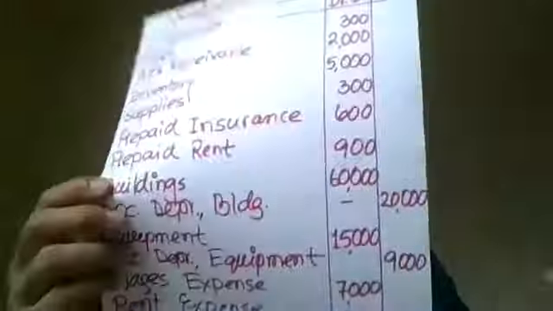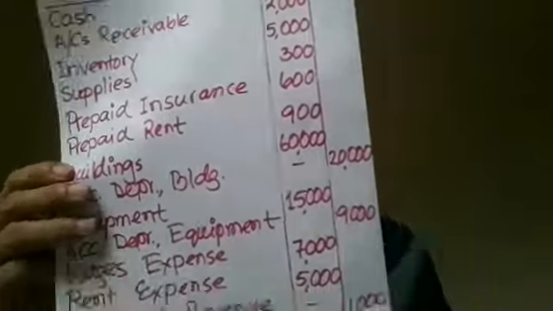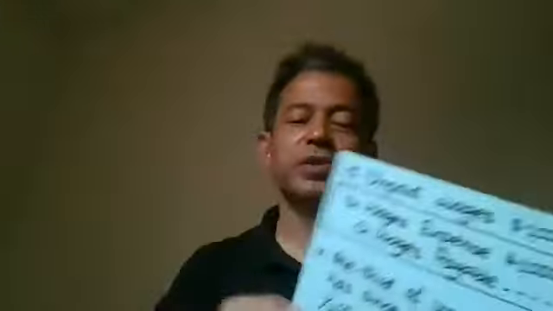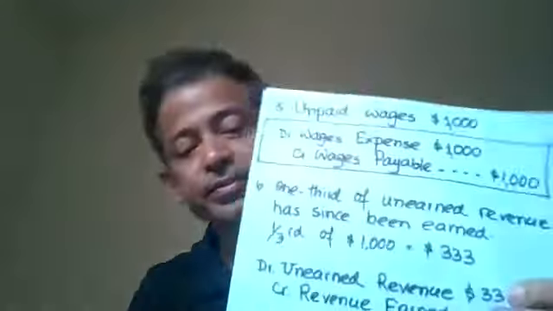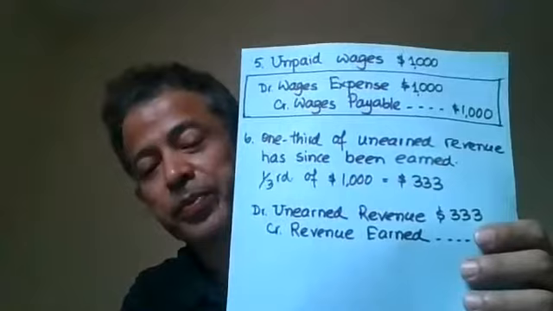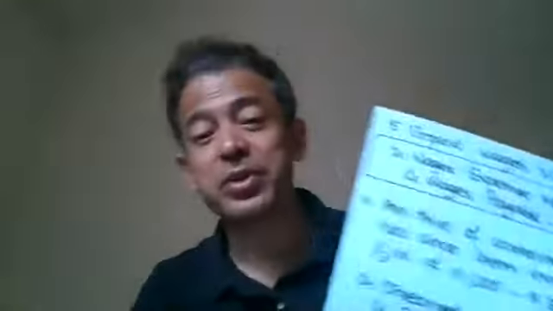Then look at this unearned revenue item. Unearned revenue, we had an unearned revenue of $1,000. That also needs adjustment. The adjustment is this: 1/3 of unearned revenue has since been earned. Good news. So it's not all unearned anymore for the whole time. It was unearned when we received the money, but now 1/3 of it has been earned. So we have done some work. So that means that unearned revenue must be knocked off by 1/3.